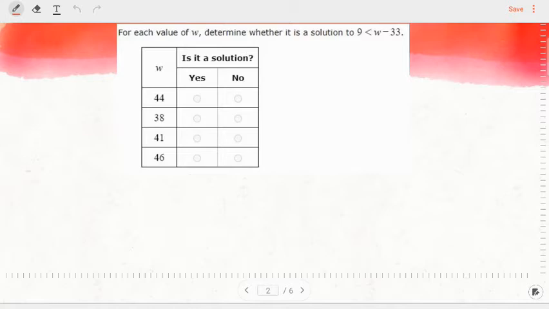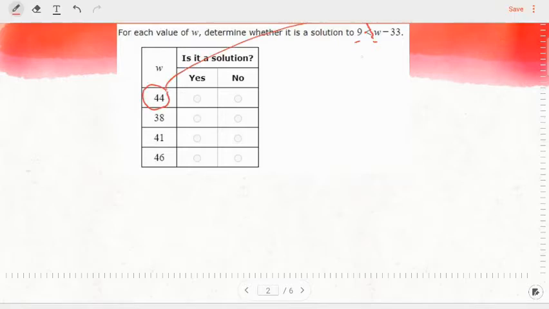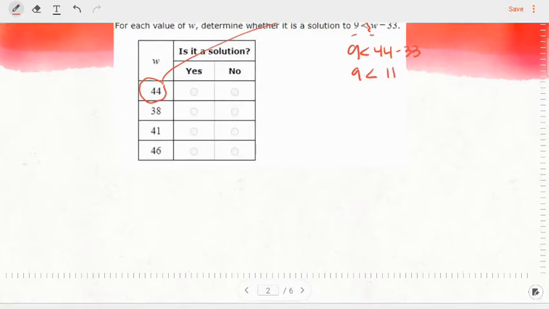So one thing that I just want to reiterate is how to tell if something is a solution. So for this inequality, 9 is less than, because the smaller side comes first, w minus 33. In order to decide if something is a solution, all I have to do is plug in the value for w, and then my additional step is doing the math. So 9 is less than 44 minus 33. And what is 44 minus 33? It's 11. And then the last question I asked myself, is 9 smaller than 11? And the answer is yes. Is 44 a solution? Yes.